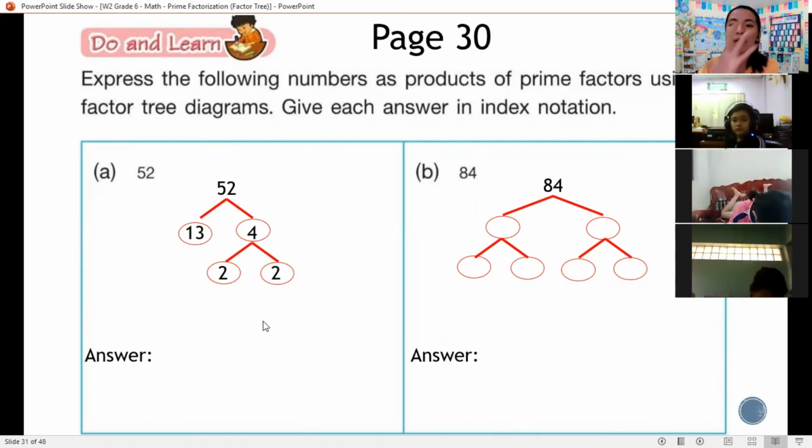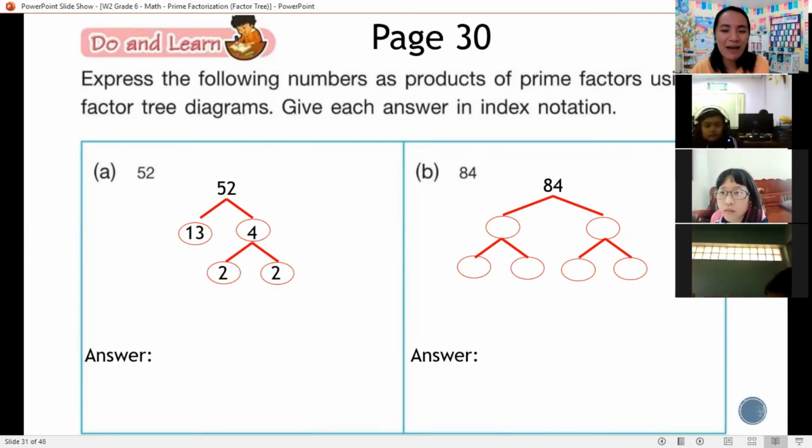Now, give me the 3 prime numbers for letter A. 13. What else? 2 and 2. So what will be the answer? What will be the answer? They're waiting for my answer. Okay, Pang, what is your answer? 13 times 2 times 2. Yes, that's correct.